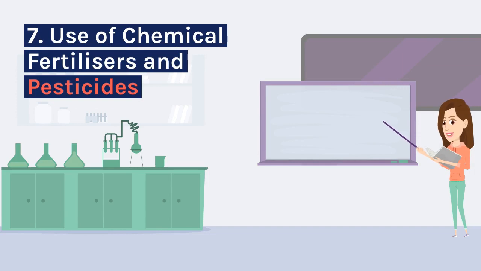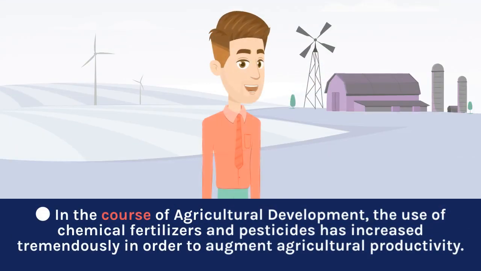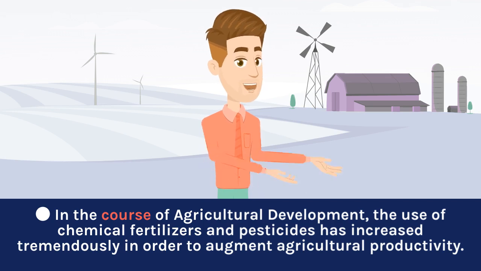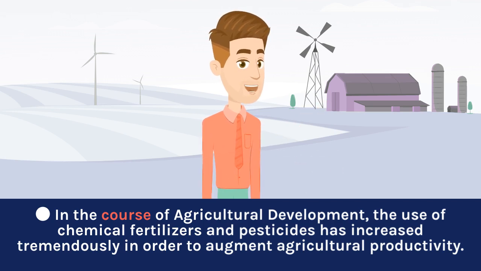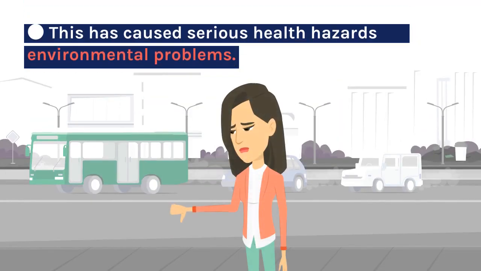7. Use of chemical fertilizers and pesticides. In the course of agricultural development, the use of chemical fertilizers and pesticides has increased tremendously in order to augment agricultural productivity. This has caused serious health hazards and environmental problems.